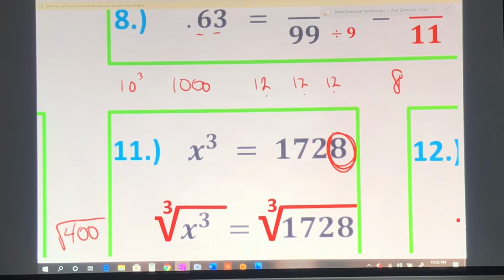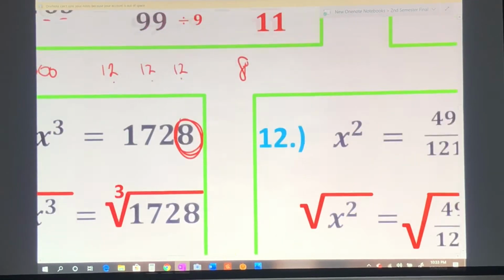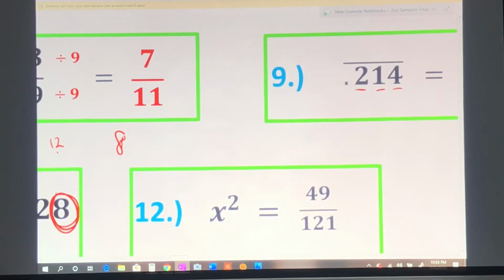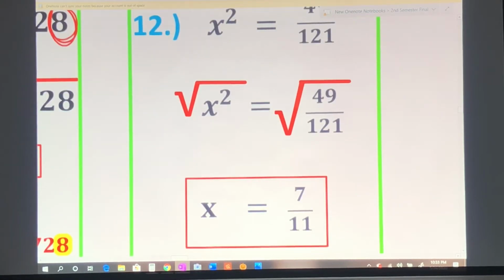Otherwise, you're going to say 10 cubed is 1,000. Let's try 11. 11 cubed is not big enough. And if you went to 12, the next number up, 12 squared is 144. 144 times 12 you would get 1728. So the cube root of 1728 is 12. Hope that helped. Okay, then you're saying solve that equation, take the square root of both sides. That's going to be x equals 7 over 11, because the square root of 49 is 7, and the square root of 121 is 11, so 7/11ths.